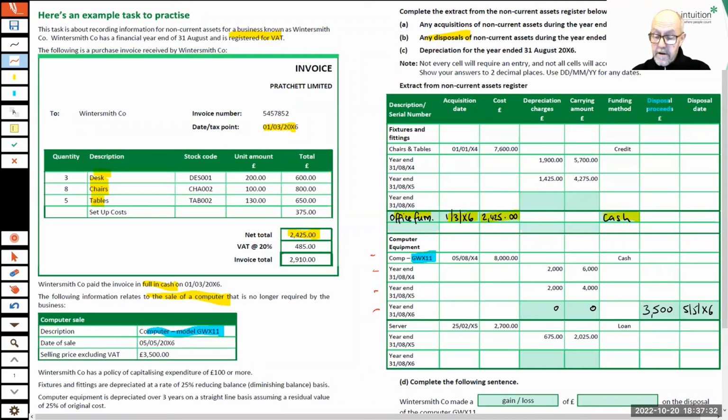Final job, depreciation for the year ended 31st of August X6 for all of the assets remaining. Now, remind ourselves, fixtures and fittings are 25% reducing balance. You can see we have fixtures and fittings, our carrying amount, which we used to call the net book value. Now it's the carrying amount. We like to keep the language fresh, so people like me have to keep learning it anew.